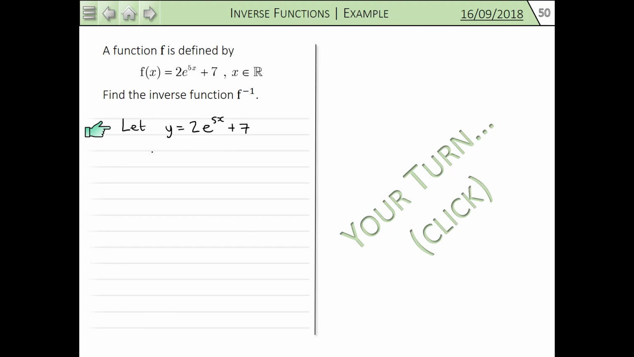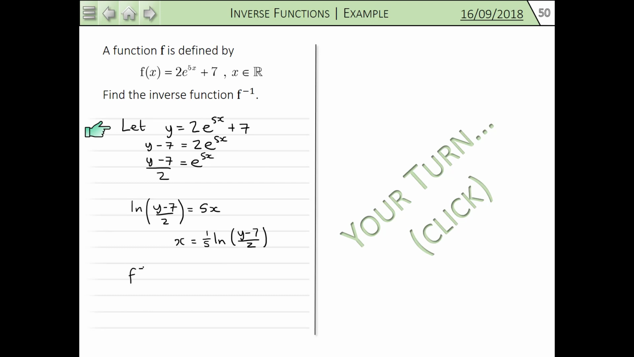So first of all, I'm going to subtract 7 from both sides. That will leave me with y minus 7 equals 2e to the 5x. Then I'm going to divide by 2 to get y minus 7 over 2 equals e to the 5x. Next, I'm going to take natural logs of both sides. So I get ln of y minus 7 over 2. And if I take the natural log of e, they will cancel each other out, and that will just leave me with 5x. Dividing through by 5 gives me x equals a fifth log y minus 7 over 2.